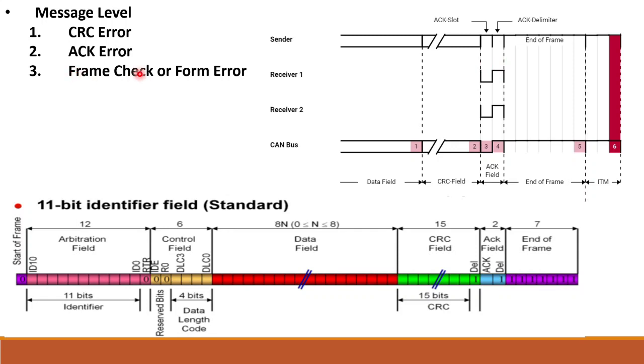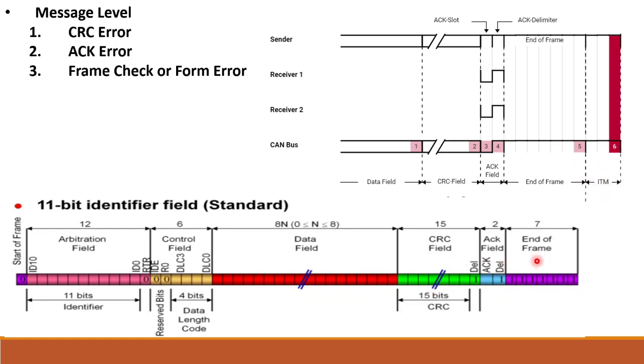Next is the frame check or form error. We have a few fixed lengths in the CAN standard format or extended format. Here we have the CRC delimiter, acknowledgement delimiter, end of frame, and intermission field.